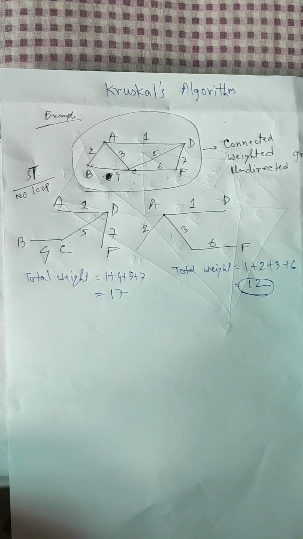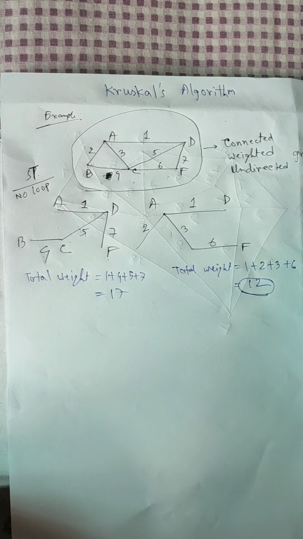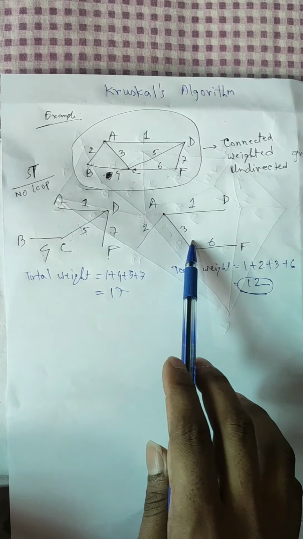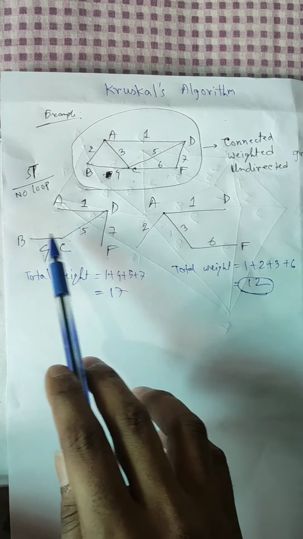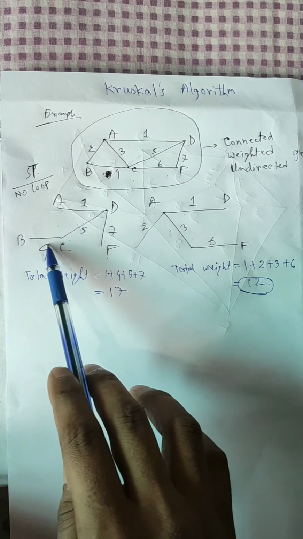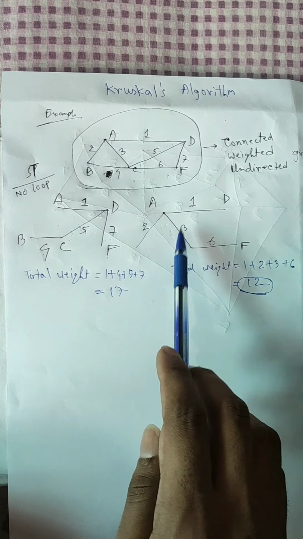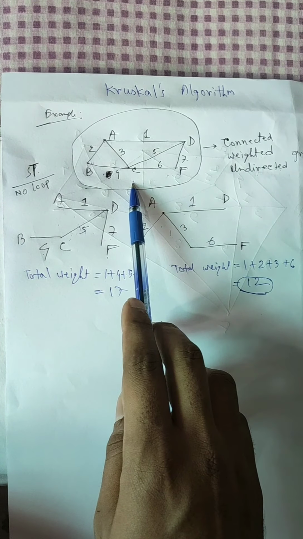So now the question is what is a spanning tree. We know a spanning tree of a graph is a subgraph of that graph that is a tree and connects all the vertices together. These two are trees and all vertices are connected. There are no disconnected vertices on these two graphs. So these two graphs are called spanning trees of that graph.